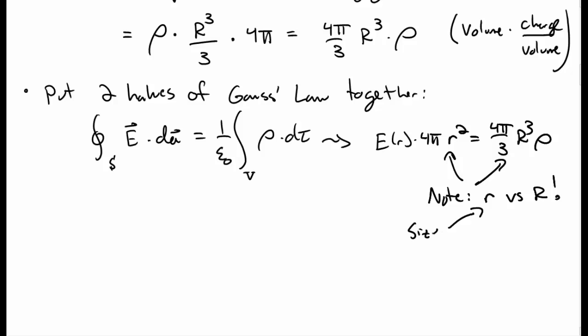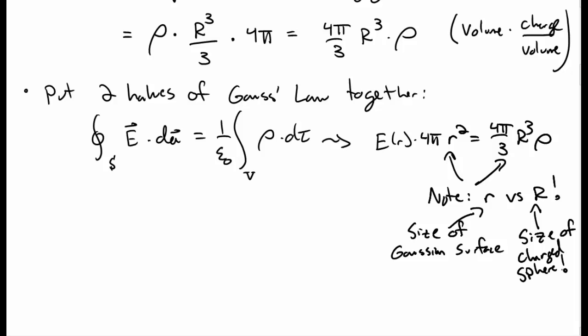Little r is the size of our Gaussian surface, and that can change depending on the size of our surface. Big R is a constant. It's some fixed size of the charged sphere that we're given in the problem. Okay, so we can solve for the electric field as it depends on the distance r from the center.